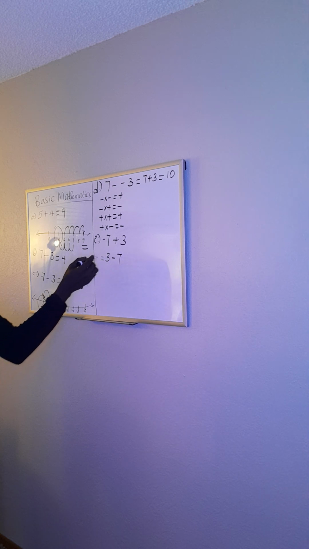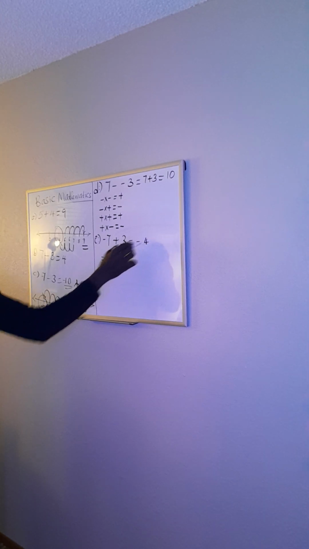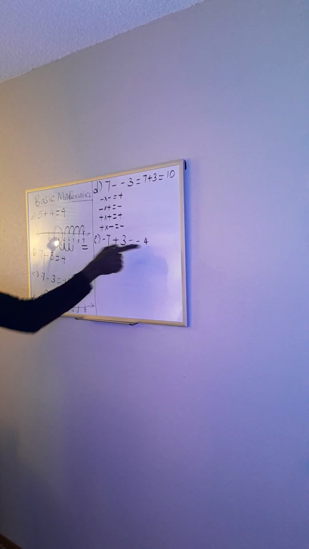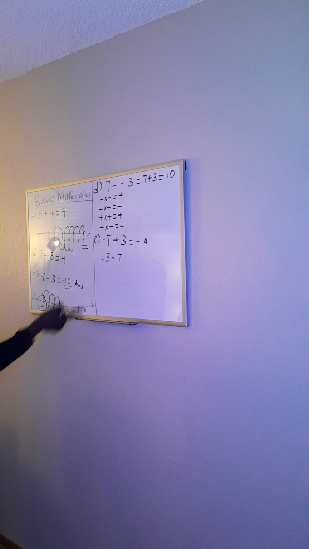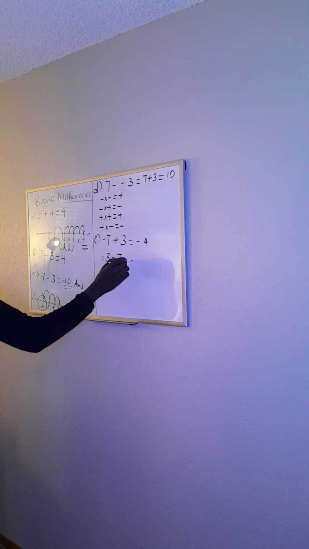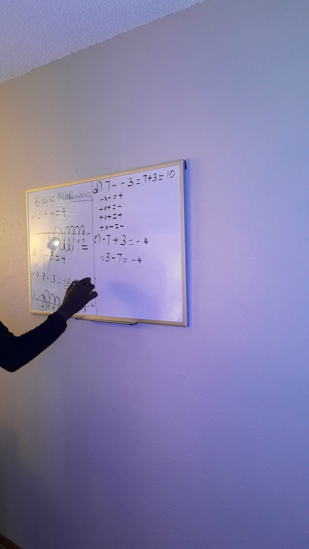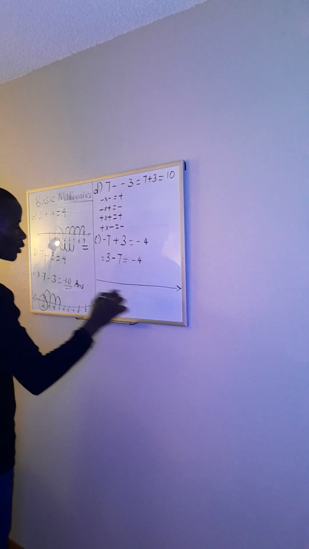But then now what do we do? Here the answer is negative 4. Negative 7 plus 3, the answer is negative 4. Or either way, 3 take away 7, the answer is negative 4. So either way I want to do it, I will still get the correct answer. That is if you know. But if you don't know, the easiest way, draw a number line.